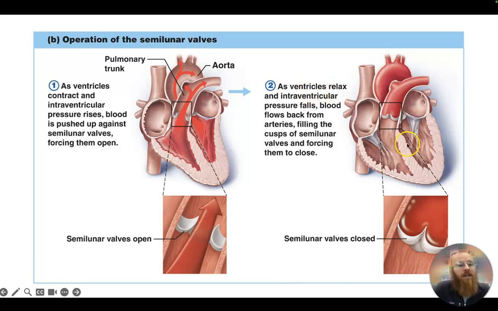And as the ventricles then relax after that contraction, the intraventricular pressure is going to fall. Blood flows back down from the arteries because we're no longer actively pushing blood through them. And so as the blood comes back, it's going to hit against those cusps and force those semilunar valves closed again.